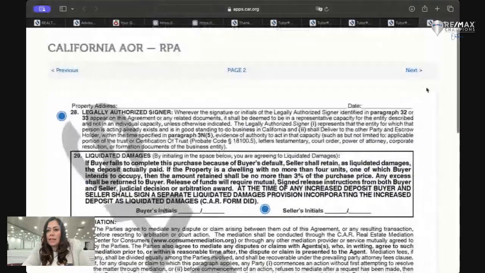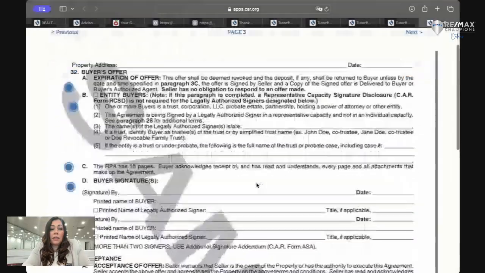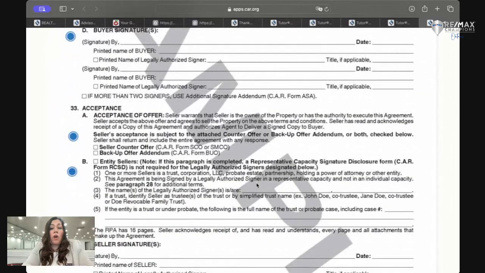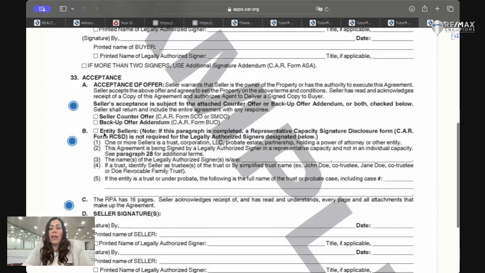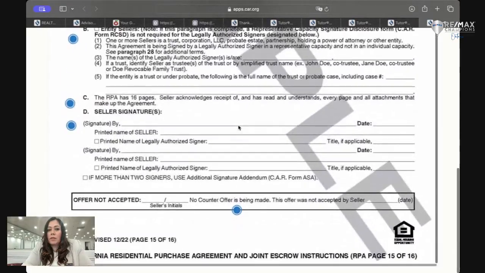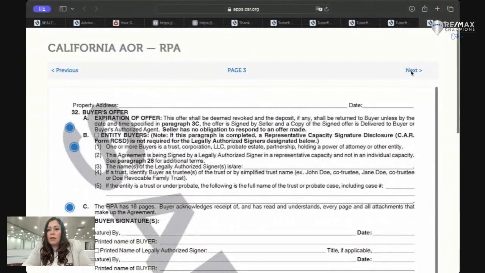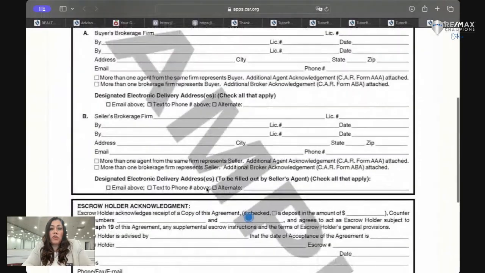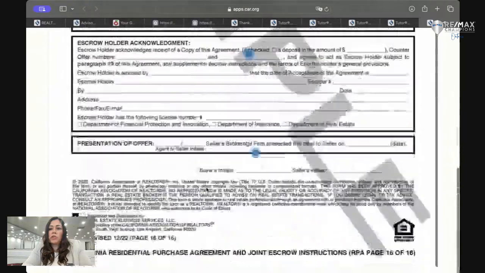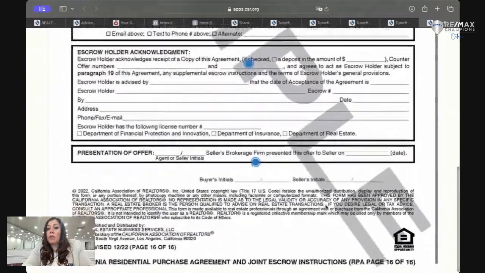So there's that. And then make sure that if you are countering, that you are checking the seller counter offer. A lot of people don't check that. They forget that they're countering. So you want to remember to always check 33A if you're countering, and then if there's an entity for the sellers, make sure you're writing that. And make sure you have all of your buyer's brokerage or seller's brokerage information filled out completely as well.